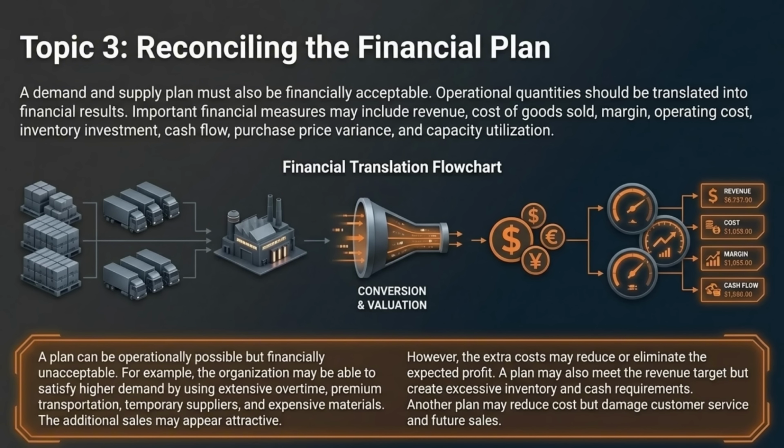For example, the organization may be able to satisfy higher demand by using extensive overtime, premium transportation, temporary suppliers, and expensive materials. The extra sales may appear attractive. However, the extra costs may reduce or eliminate the expected profit. A plan may also meet the revenue target but create excessive inventory and cash requirements. Another plan may reduce cost but damage customer service and future sales.